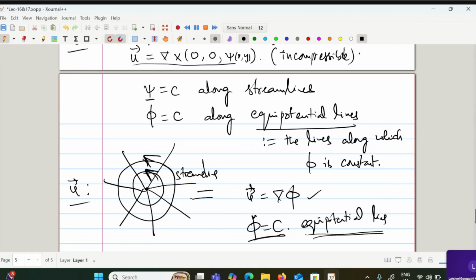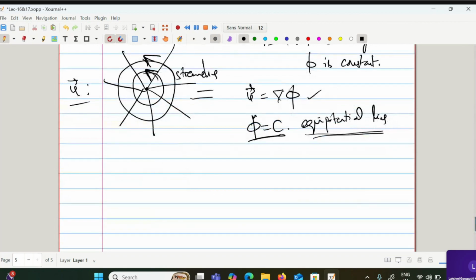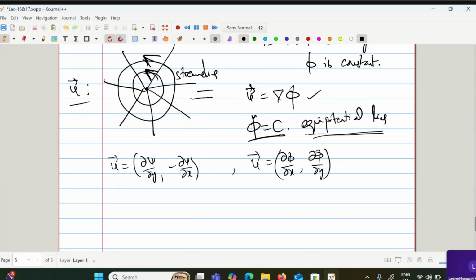Okay, so without calculations, how do you say what your u is? What is your u in terms of stream function? u is equal to dou psi by dou y, and here dou psi by dou x. So what happens here in the streamlines? dou phi by dou x into dou phi by dou y, isn't it? Yes, sir. So now you can see this is your flow in terms of stream function.